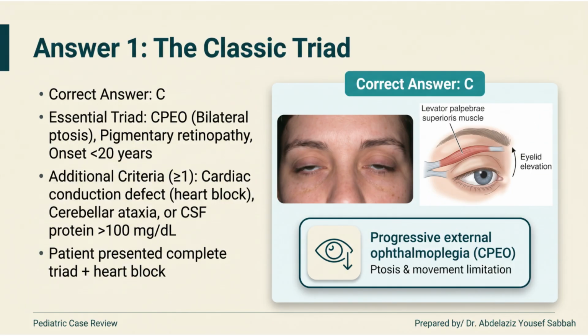This describes the classic essential triad of Kearns-Sayre syndrome. The triad consists of 3 elements. First, chronic progressive external ophthalmoplegia, which presents as drooping of both eyelids, together with limitation of eye movements. Second, pigmentary retinopathy. Third, onset before 20 years of age. To make the diagnosis, at least one additional criterion is also required, such as a cardiac conduction defect like heart block, cerebellar incoordination, or cerebrospinal fluid protein above 100 milligrams per deciliter. This patient shows the complete triad, together with complete heart block, so he meets the diagnostic requirements clearly.